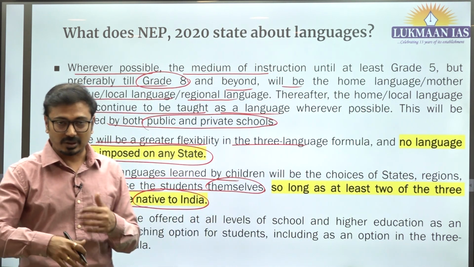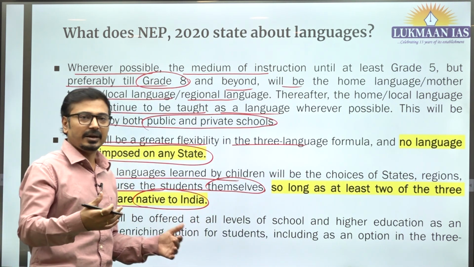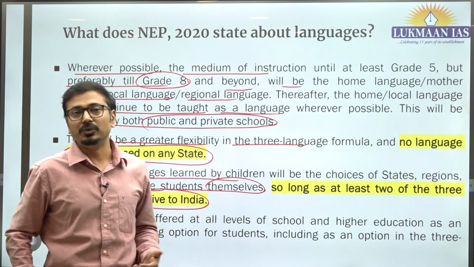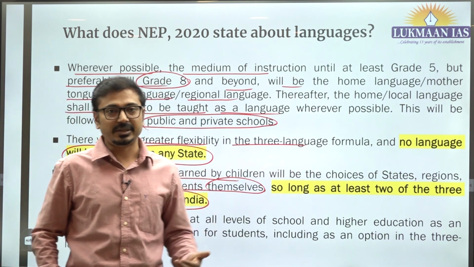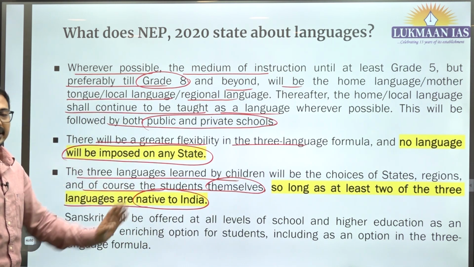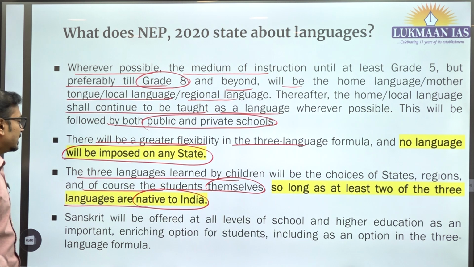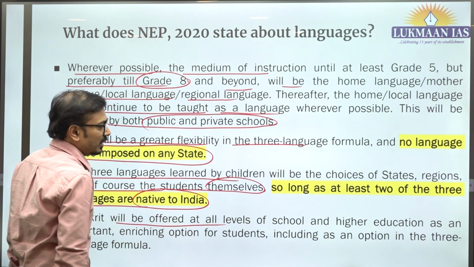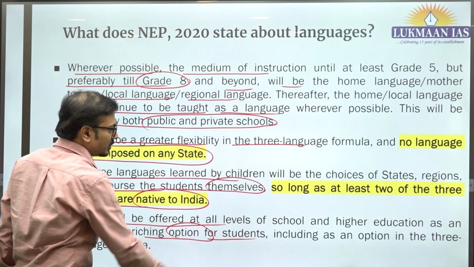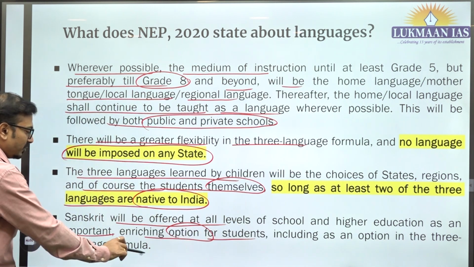So Indian languages or classical languages, any kind of Indian language, or those mentioned in the 8th schedule, that is 22 languages that are mentioned in the 8th schedule. Okay, so those languages will also be taught. Sanskrit will be offered at all levels of school and higher education as an important enriching option to the students, including as an option in the 3 language formula.